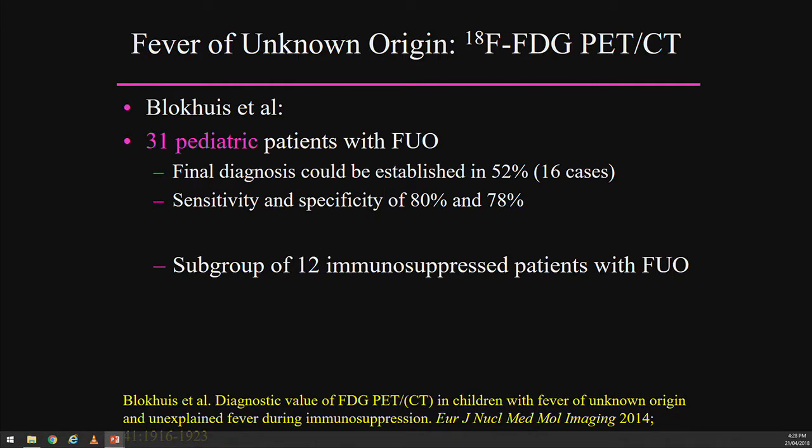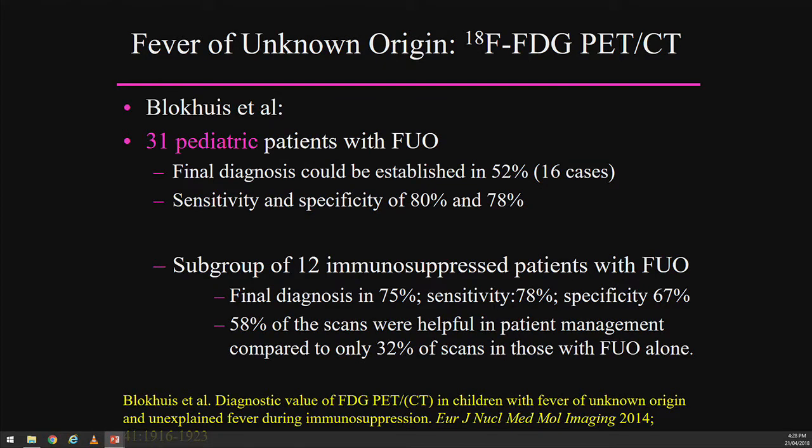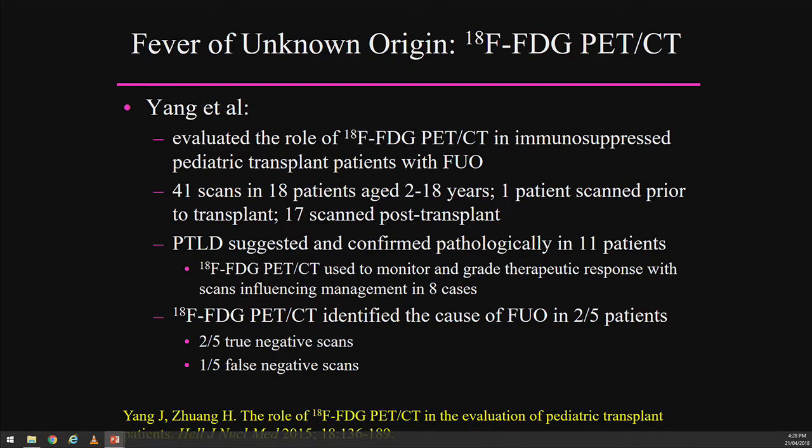They looked at a subgroup of 12 immunosuppressed patients within this group and found that they could make the final diagnosis in 75%, and that 58% of the scans were helpful in patient management in the immunosuppressed patients, compared to only a third of those with FUO alone.